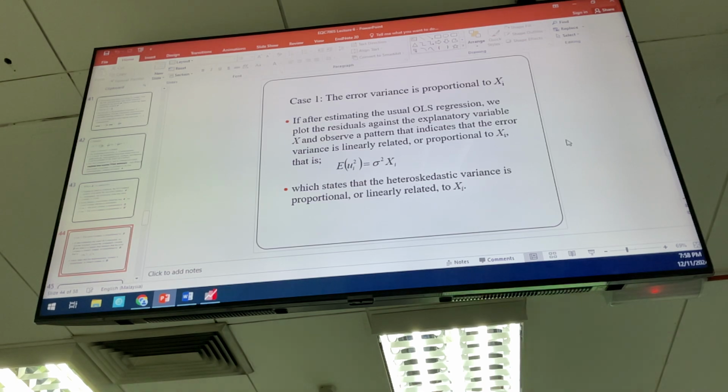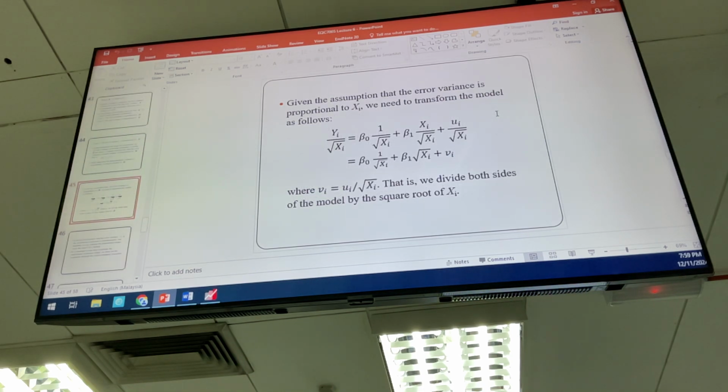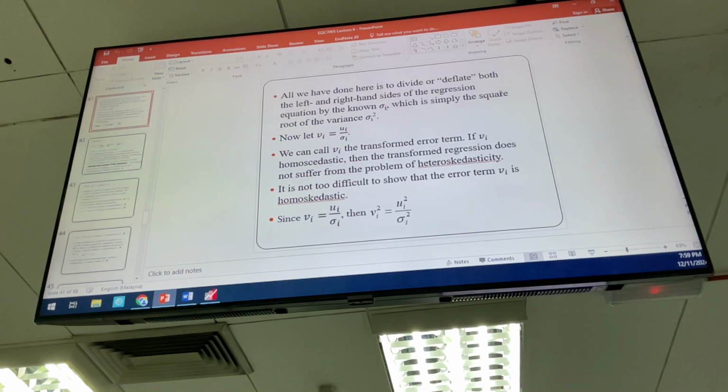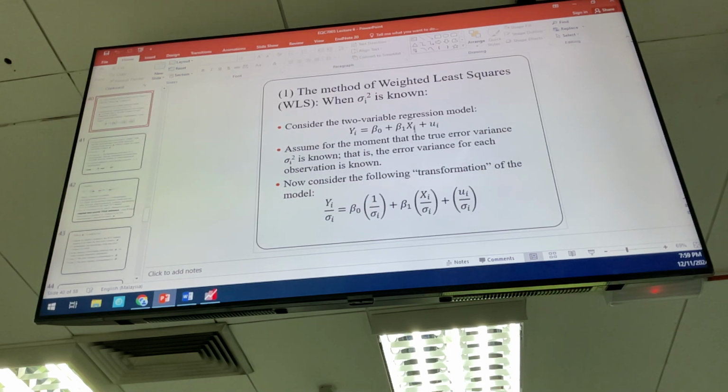So case 1, the error variance is proportional to x, the value of x. Meaning that you have to identify first which x. For this given example, we only have one x. So let's say you have two x, then you have to identify first which x is the cause of the problem.